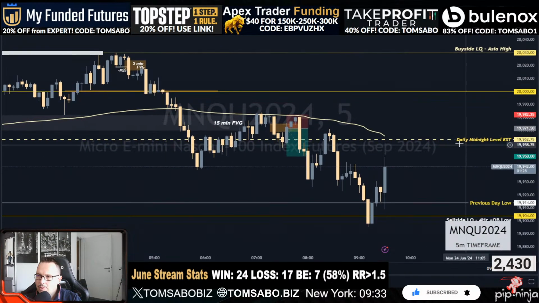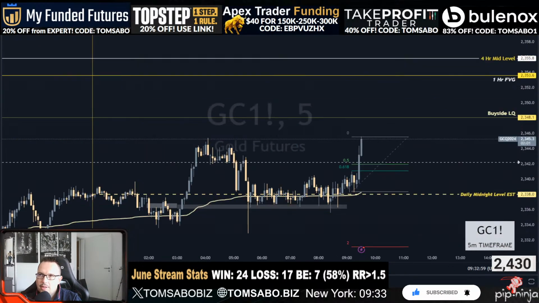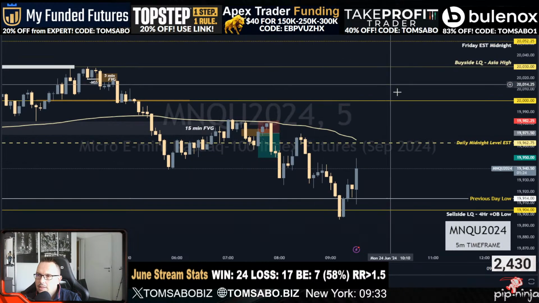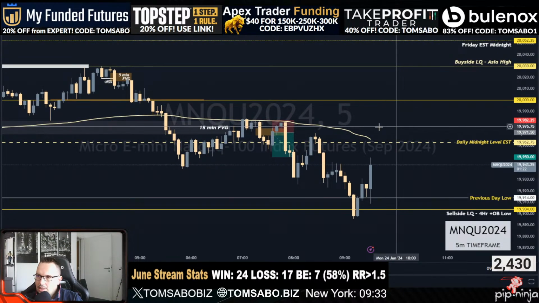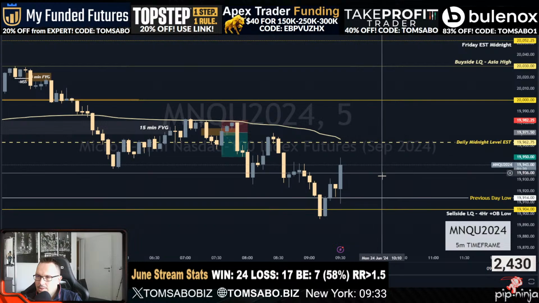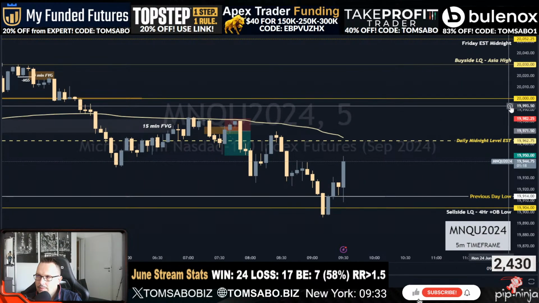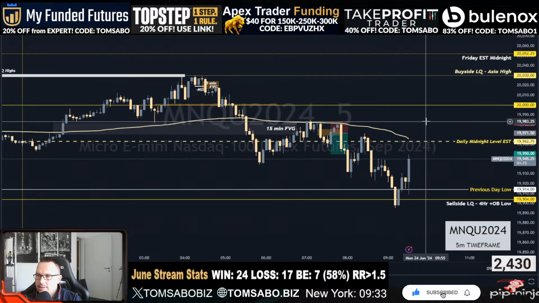Sorry, I want to go back to focus on the 5-minute, both on gold and NQ here. This one is looking good for a possible trade to go long.